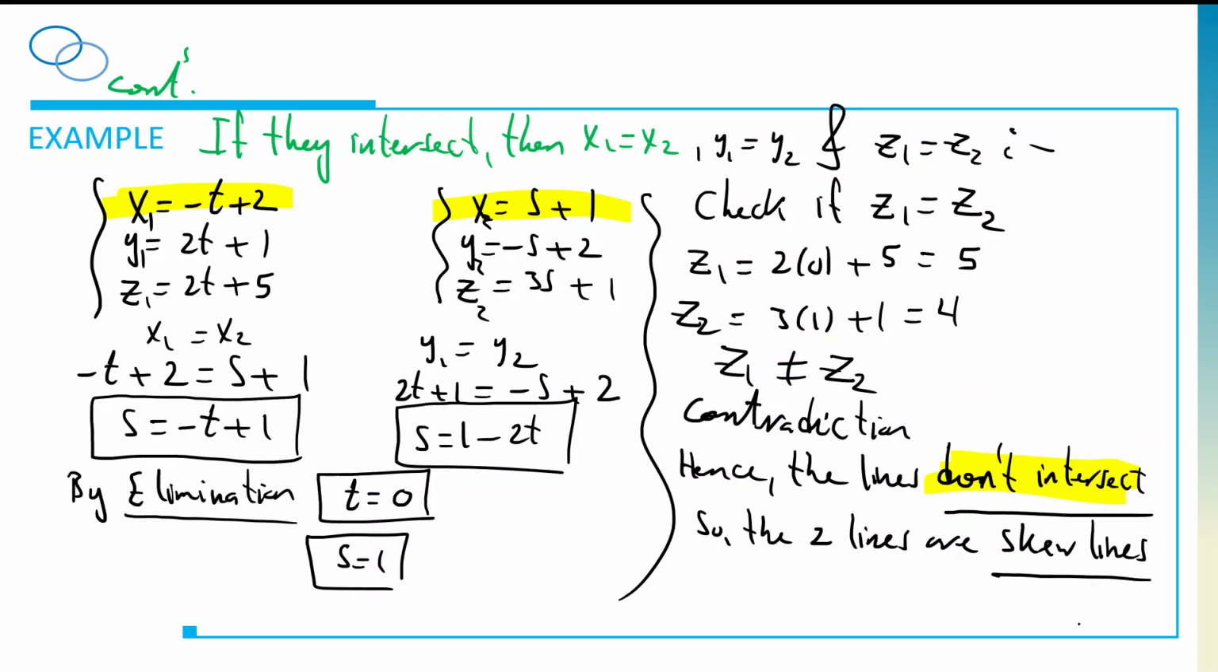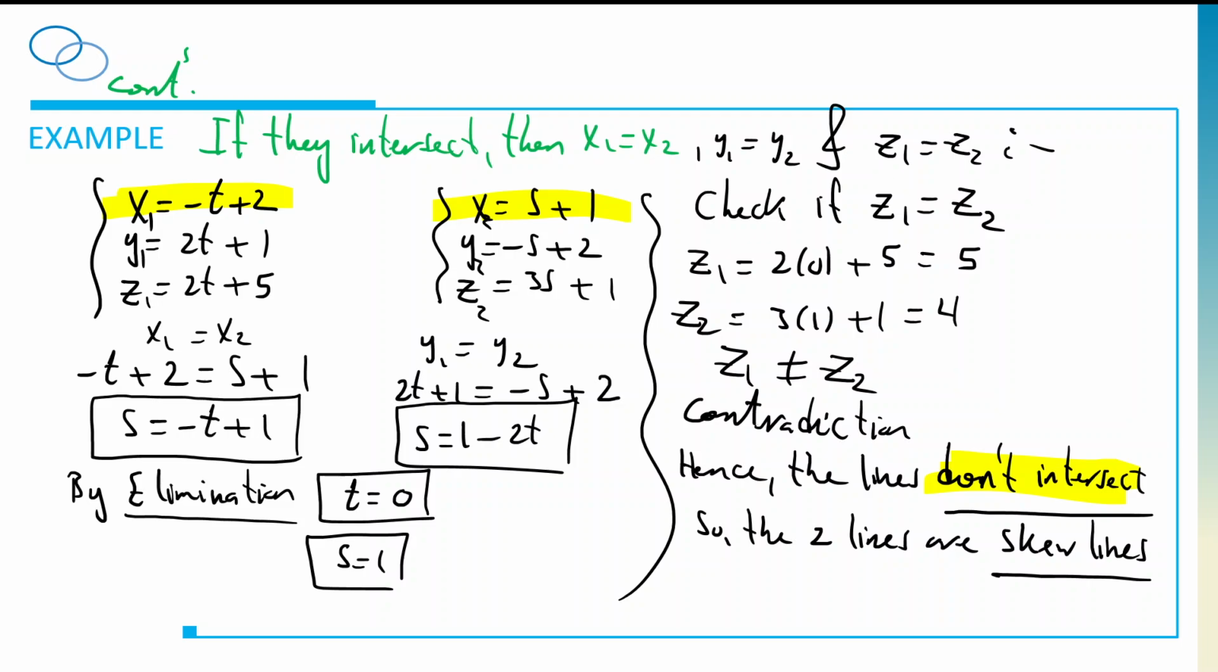So any time I ask you to show whether two lines are skew or not, you need to check these two conditions. You have to check for parallel or not, which is easy, just use the ratio, and you have to show whether they do intersect or not.